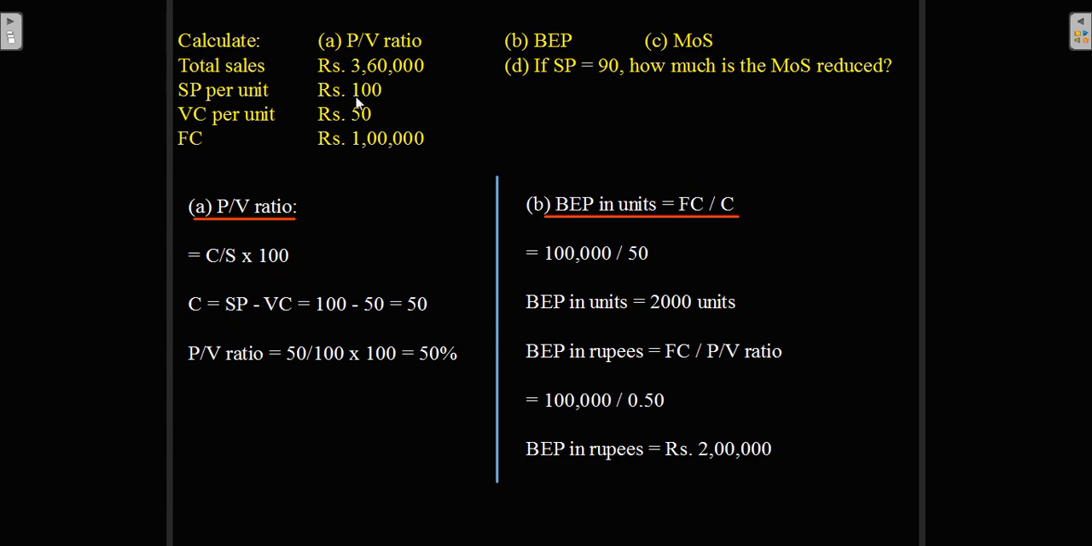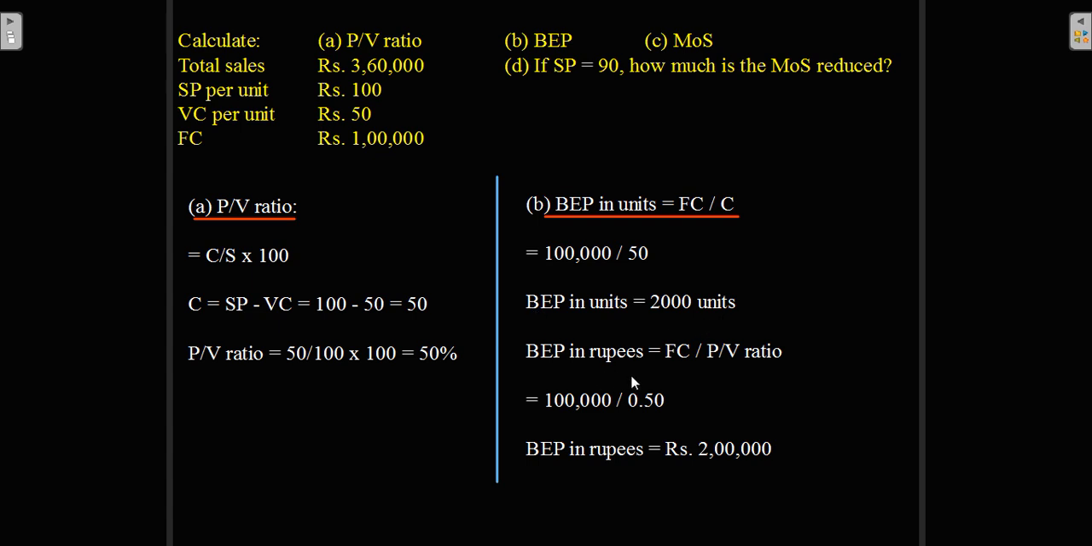Okay, so to find the PV ratio, contribution divided by sales into 100. Contribution is selling price minus variable cost, 50. PV ratio is contribution by sales into 100. Second is break-even point in units: fixed cost divided by contribution. Fixed cost is given, 1 lakh, divided by contribution we have found earlier, 50. So the break-even point in units is 2000 units.